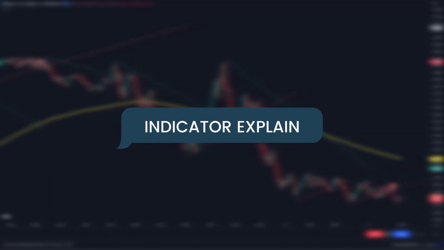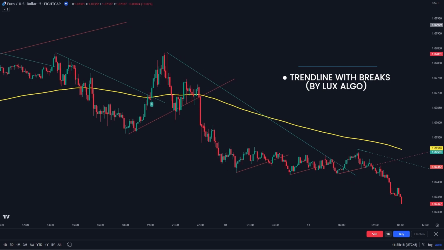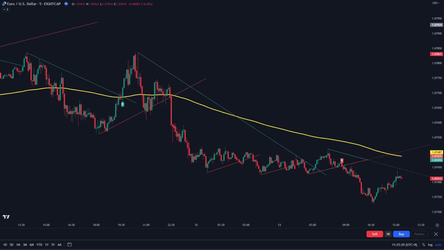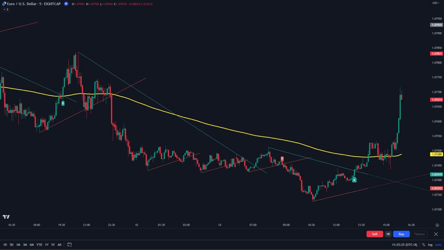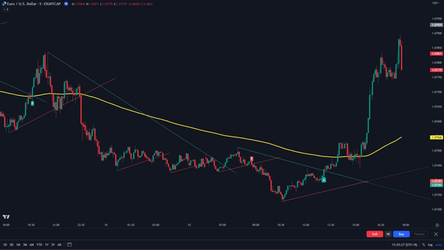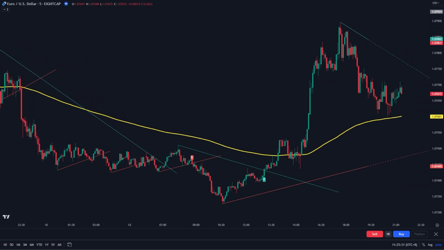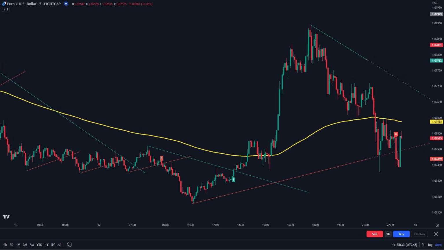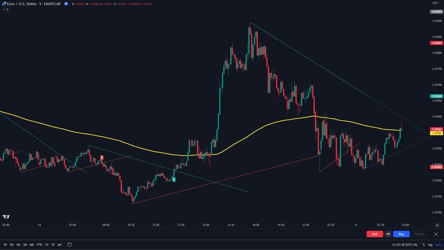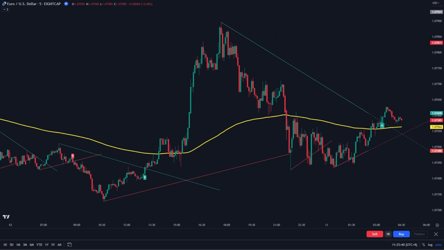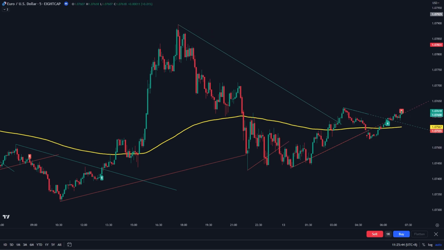Indicator explained. We need two indicators. The first indicator is called Trend Lines with Breaks by LuxAlgo. This indicator is truly powerful as it automatically detects breakout points in the price. For instance, in a bullish breakout, when the price crosses and closes above the green line, the indicator will generate a buy signal below the price. The same principle applies to bearish breakouts.